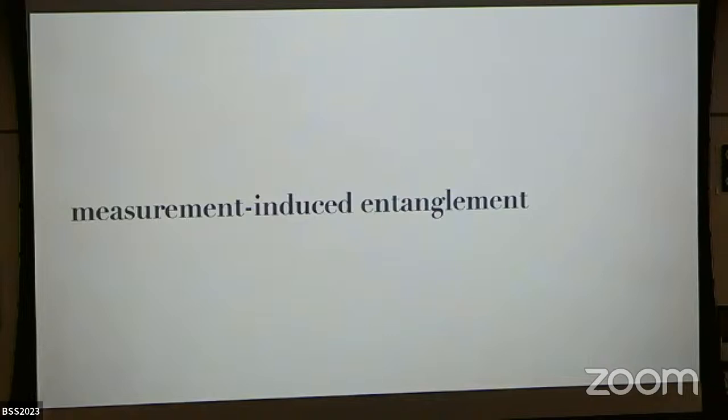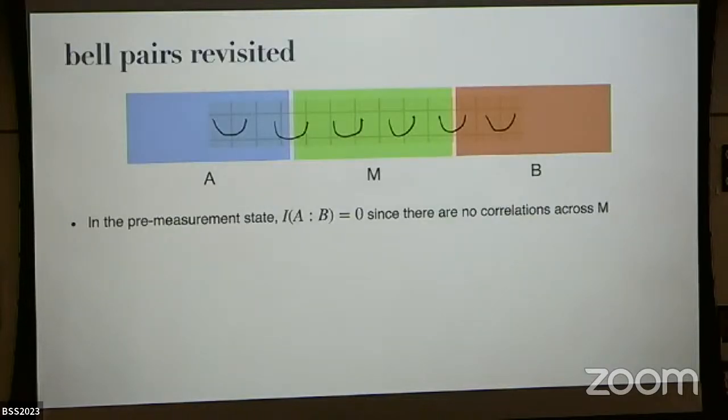So just to be clear, in the example where I did the teleportation, I had a region on the left, a region in the middle, and a region on the right. Before I've made the measurement, it's pretty straightforward to convince yourself that there's no mutual information between A and B, because there are no Bell pairs shared between A and B. So when you perform the trace over M, you lose everything.